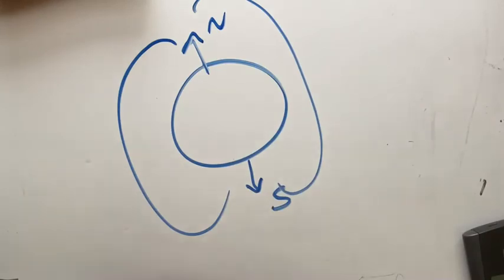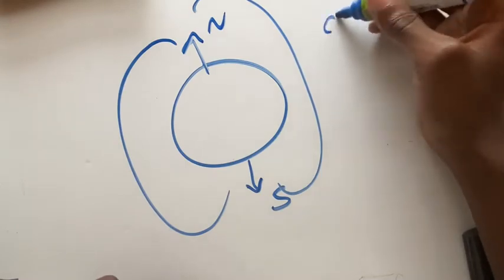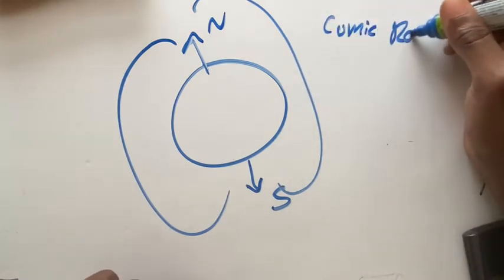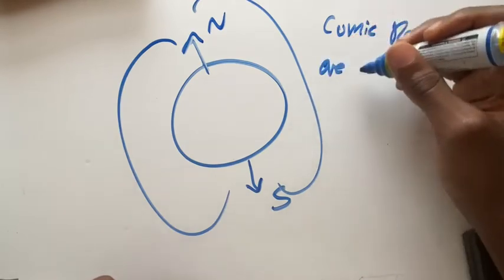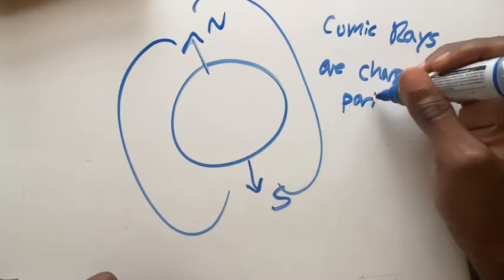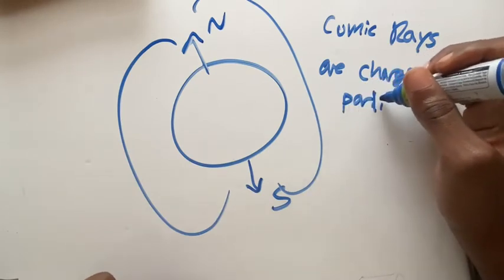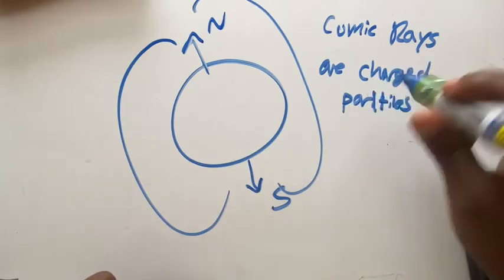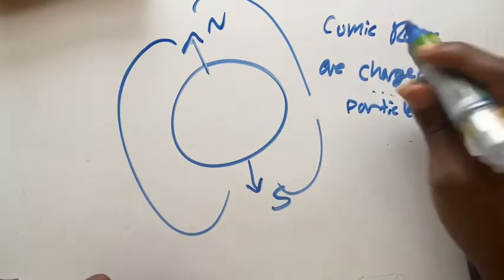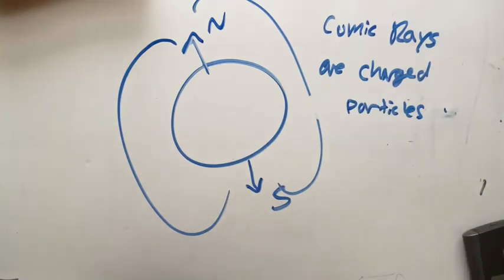So cosmic rays are charged particles. I spelled that wrong. Try that again. There we go. Cosmic rays are charged particles.